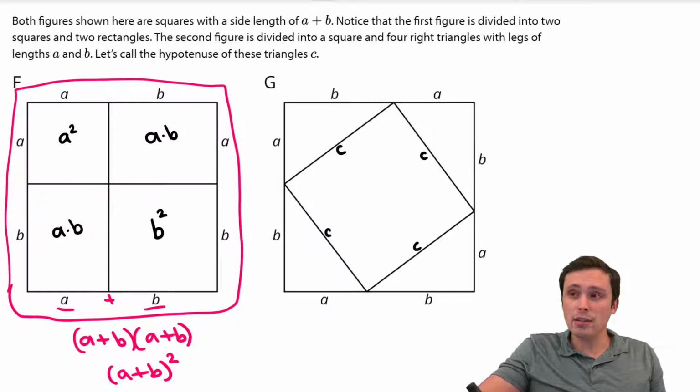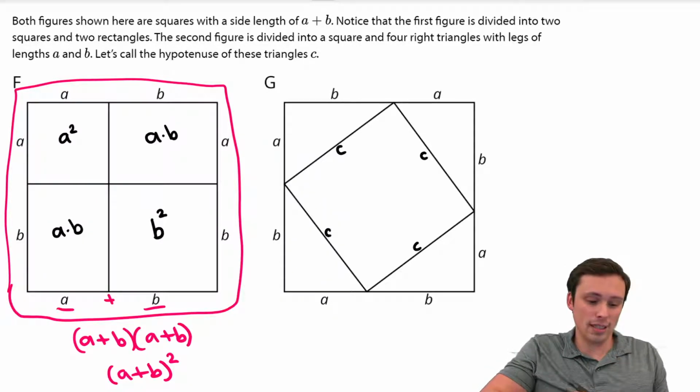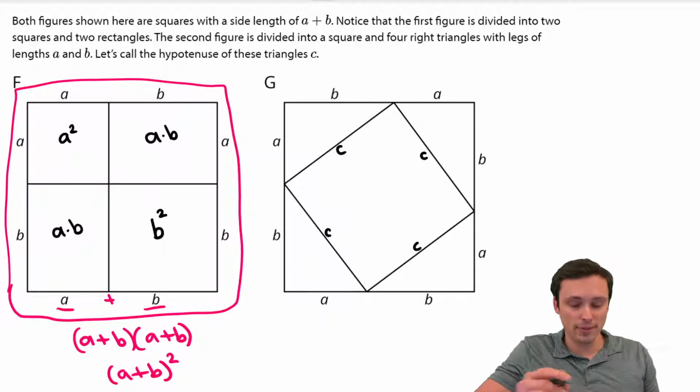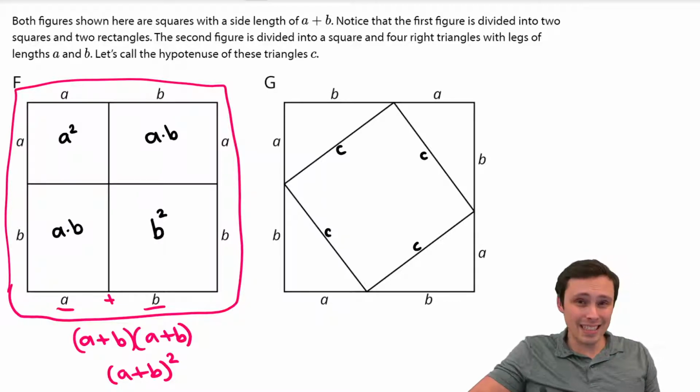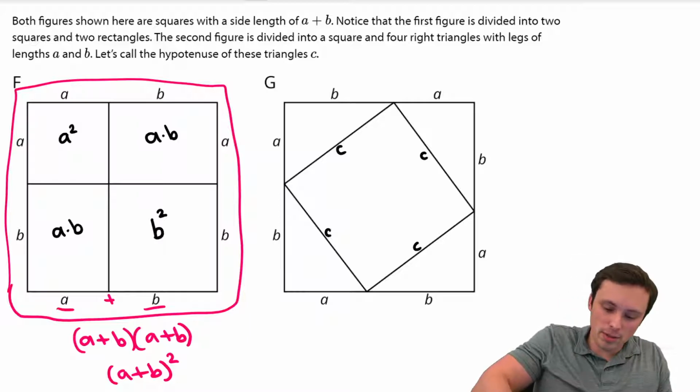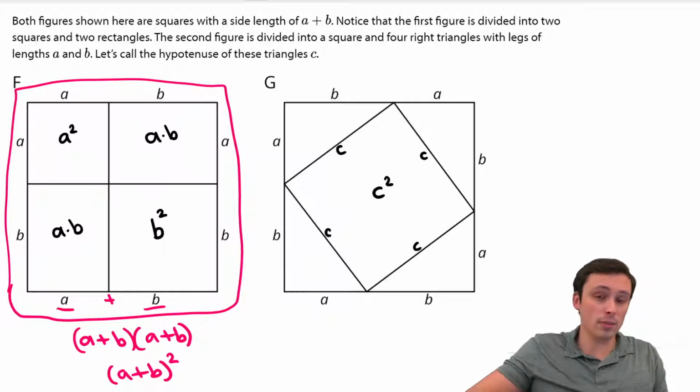All right, let's take a look at rectangle G. By the way, I've labeled the first one rectangle F and the second one rectangle G. So what are the areas of the different pieces here? Well, let's look at this interior square, the one that has side lengths of c. What is the area of that? Well, you'd multiply the dimensions, right? Wouldn't the area of this piece be c squared, c times c?